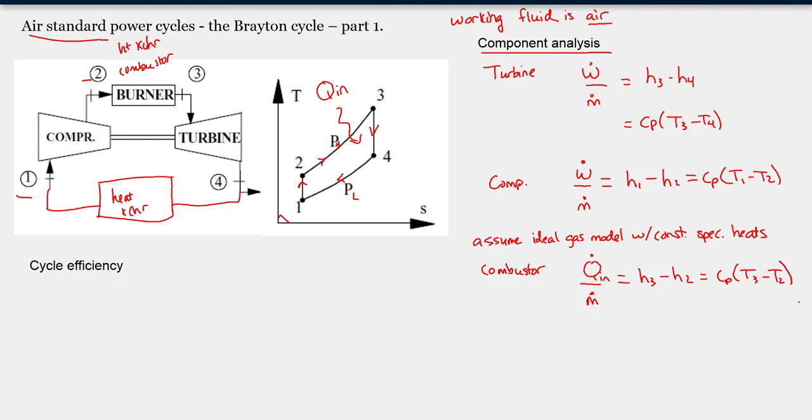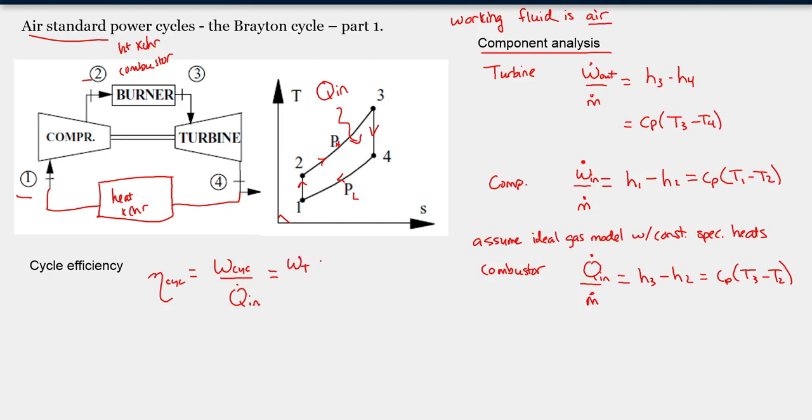There's only 2 work transfers in the cycle, so this is the work transfer out, this is the work transfer in. So we know that for our cycle efficiency, we have the net work for the cycle divided by the heat transfer in. And so we could take those terms and substitute them in.